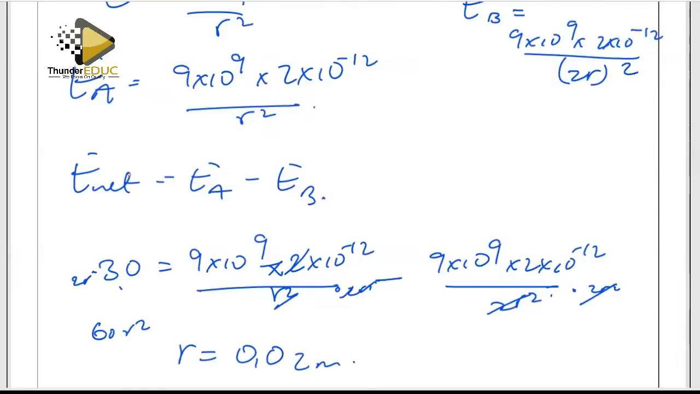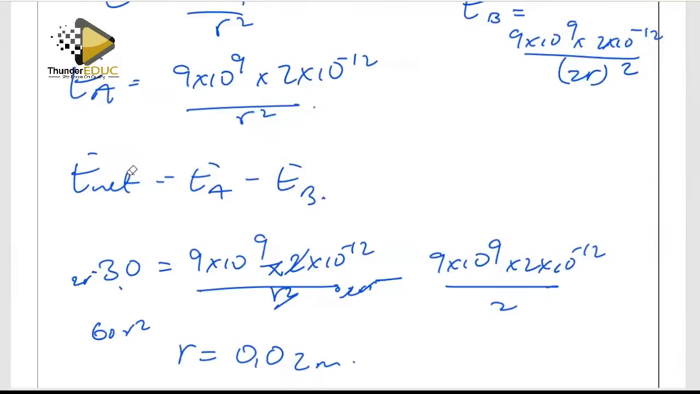Why am I multiplying by... No, I cannot multiply by 2R. It should be 4R squared. That is wrong.